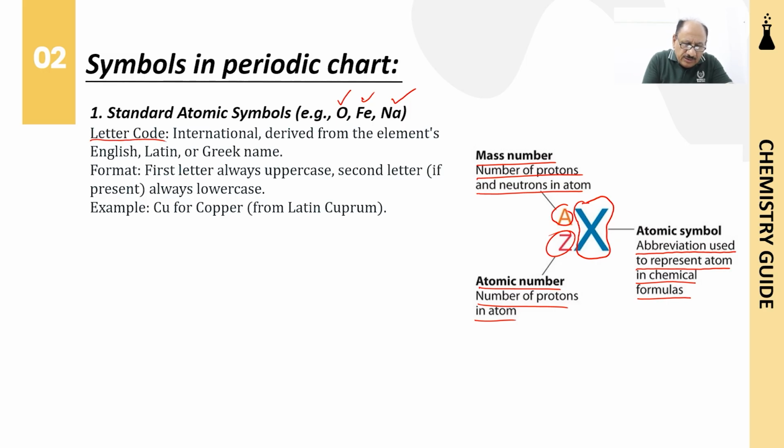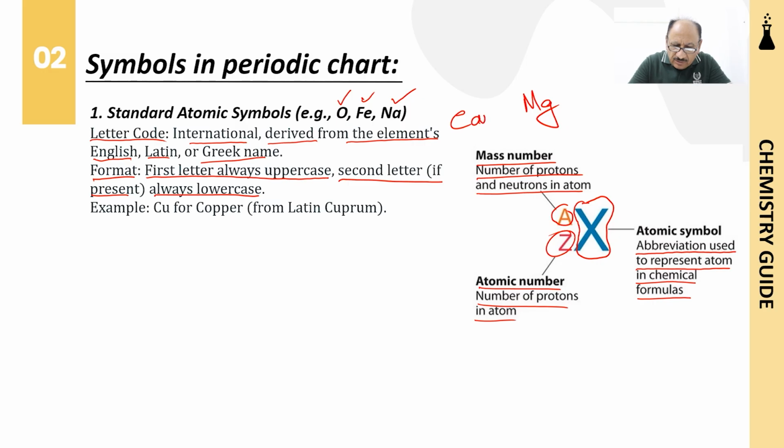These letter codes are international, derived from the names of the elements. They can come from English words, or Latin or Greek. So these differ across languages that scientists have taken from. So what is the format? The first letter is always uppercase, like for Mg we write M capital and g small. The second letter, if present, is always lowercase. For example, calcium is Ca. So the first letter is capital and the second letter is small.